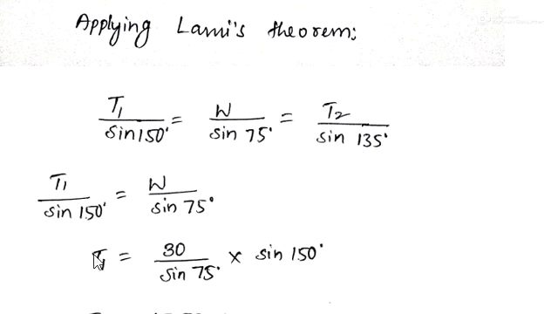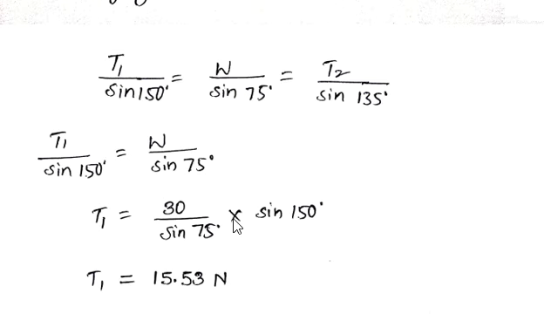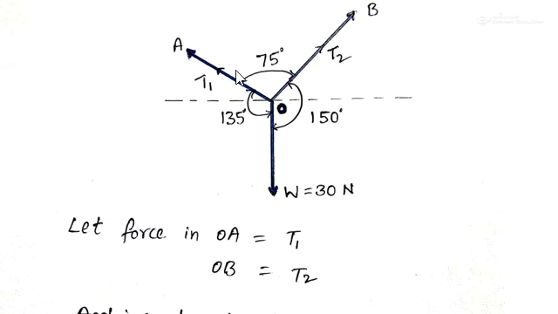We require T1, so sine 150 goes to this side. W is 30 given, and sine 75 and sine 150. If you substitute and simplify these values, we get T1 as 15.53 newtons. So the force in OA, T1, is 15.53 newtons.